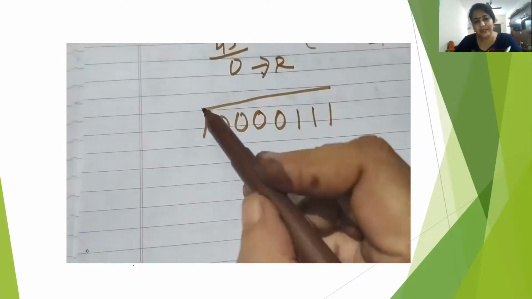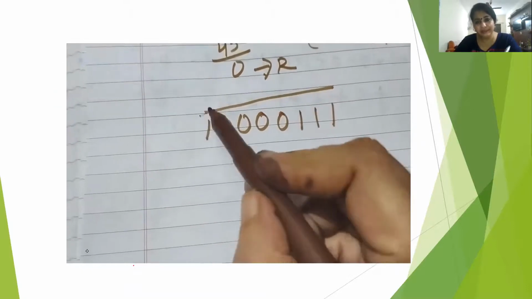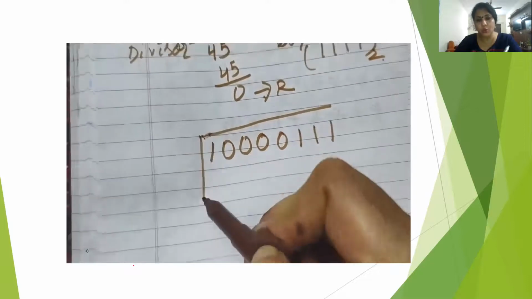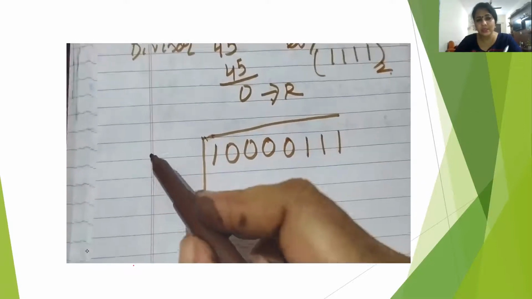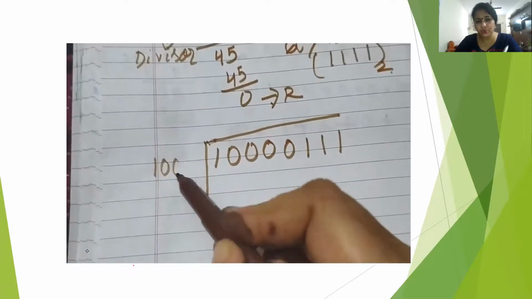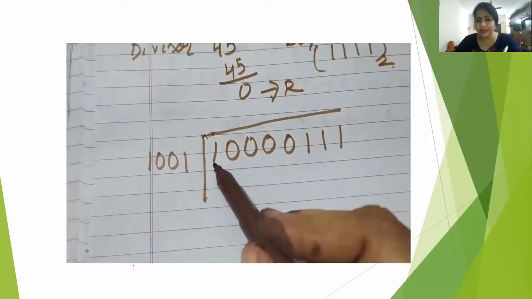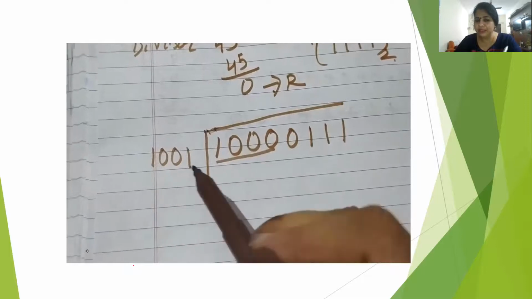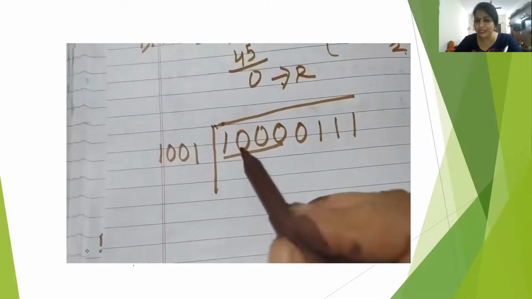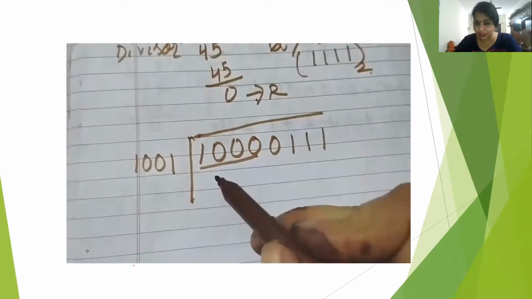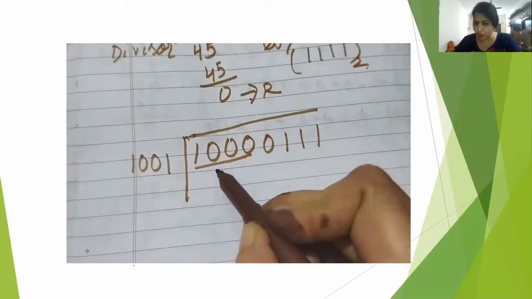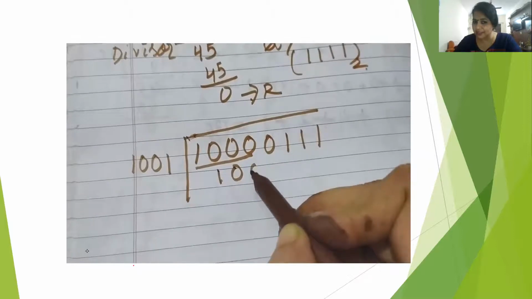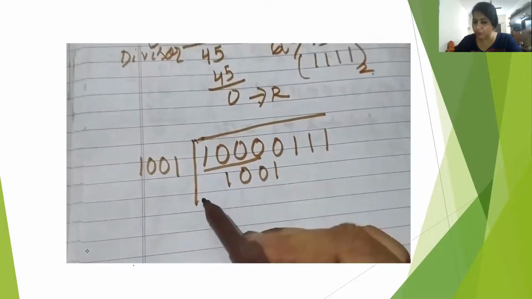Then I draw the line for writing what? The divisor. So the divisor is nothing but 1 1 0 0 1. Now the first 4 digits you have to compare, and these 4 digits are smaller than the divisor, so subtraction is not possible. So I have to include an extra digit here. The 5th column also you have to add.